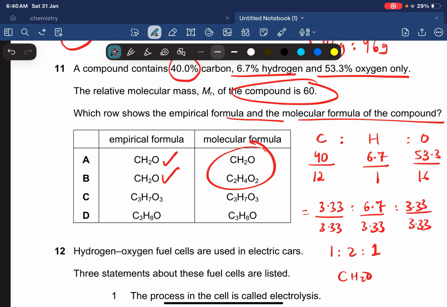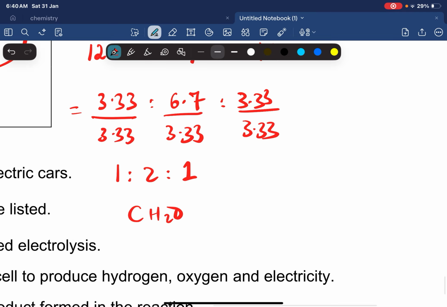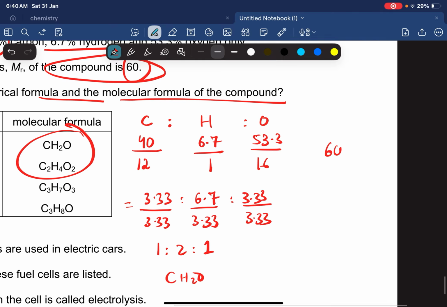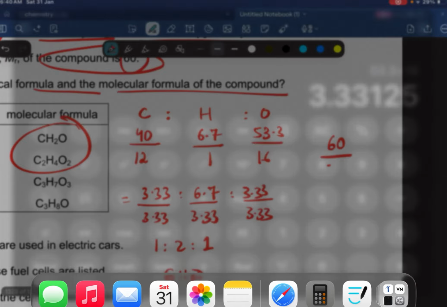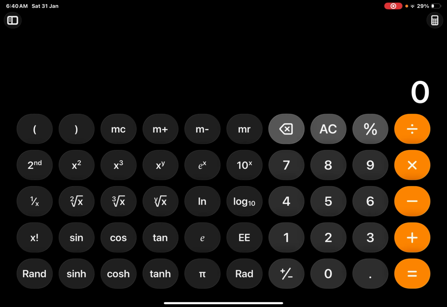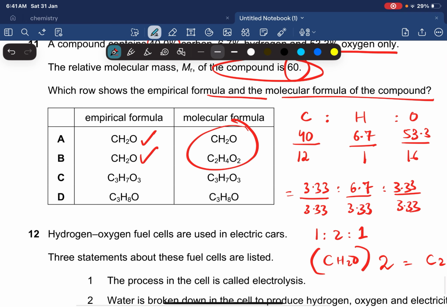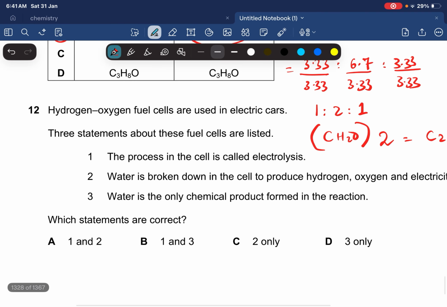How do you calculate the molecular formula? You take the molecular formula mass, which is 60, divided by the empirical formula mass, which is going to come out to be 12 plus 16 plus 2, that's 30. 60 divided by 30 gives me a 2. Multiply this 2 by your empirical formula, right? So this is going to give me C2H4O2, which makes this option the correct answer.